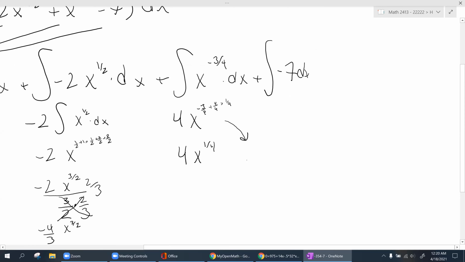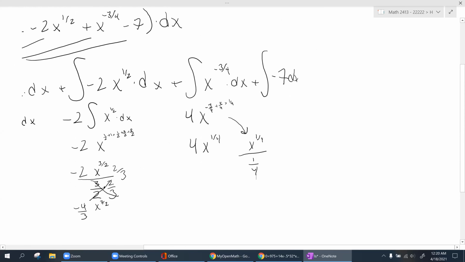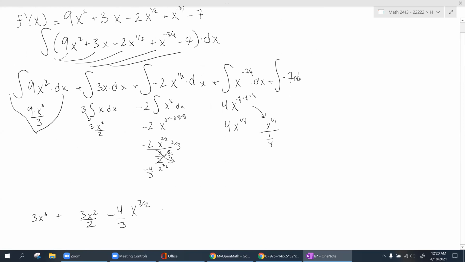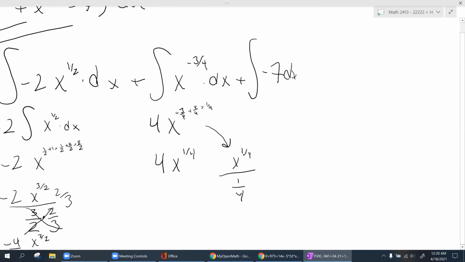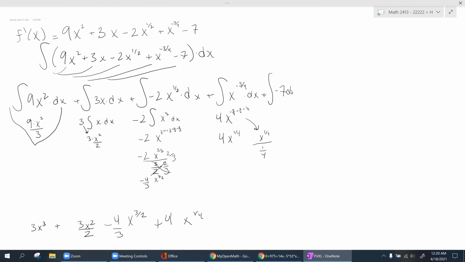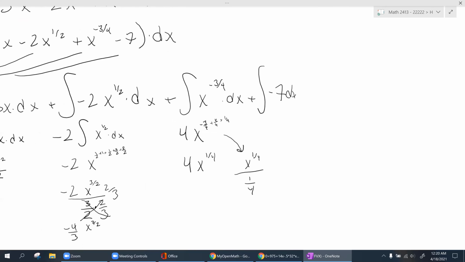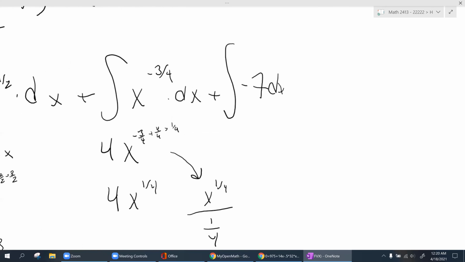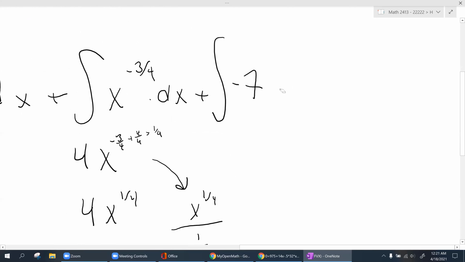Sure, you can take the other route. You can do 4x to the 1 over 4 over 1 over 4. I'm sorry, x to the 1 over 4 over 1 over 4, and you find out it gives you the same answer. So here this is plus 4x to the 1 over 4. And then we have a constant.